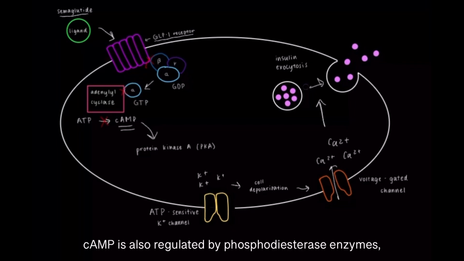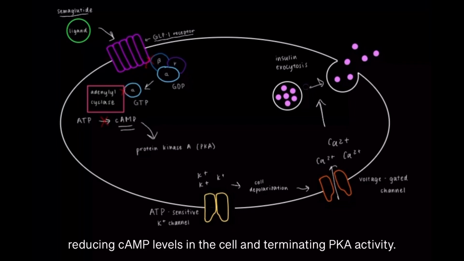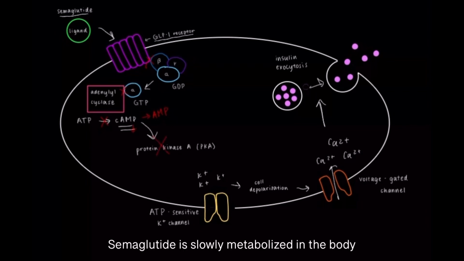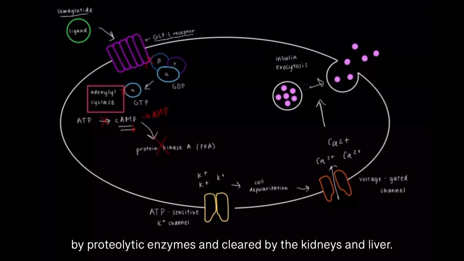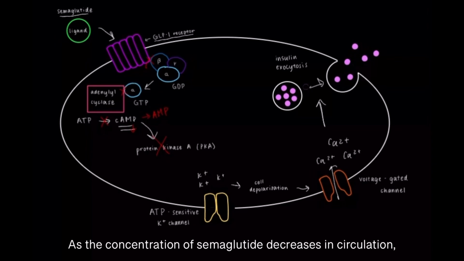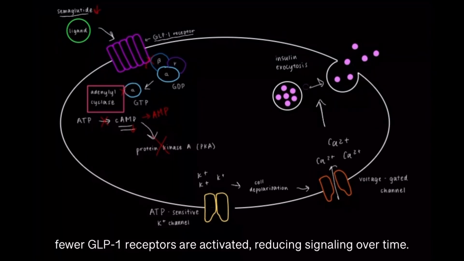Cyclic AMP is also regulated by the phosphodiesterase enzymes, which break down cyclic AMP into AMP, reducing cyclic AMP levels in the cells and terminating PKA activity. Semaglutide is slowly metabolized in the body by proteolytic enzymes and cleared by the kidneys and liver. As the concentration of semaglutide decreases in circulation, fewer GLP-1 receptors are activated, reducing signaling over time.